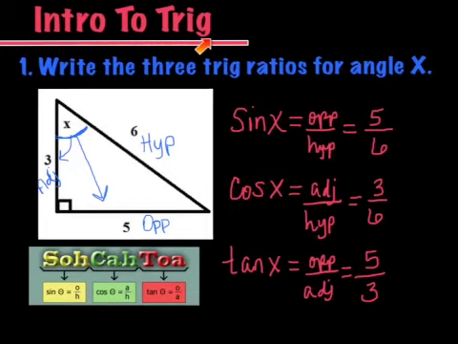So knowing how to set up your trig ratios will help you find missing sides of any right triangle when you only have an angle and a side. That'll make more sense later when we get more practice. Right now, we just need to learn how to set everything up. Let's try another one.